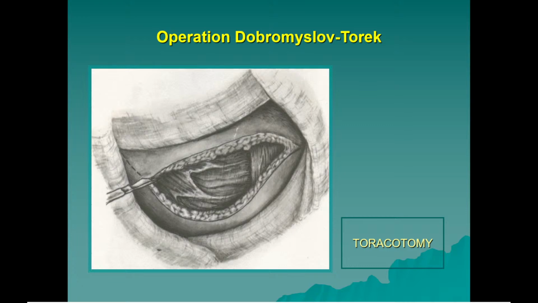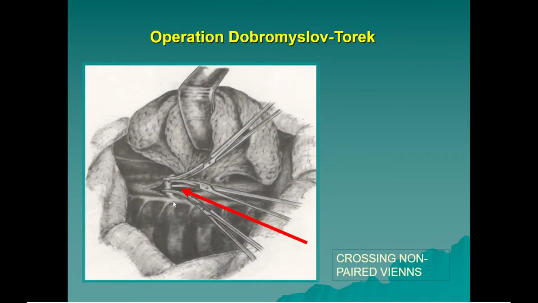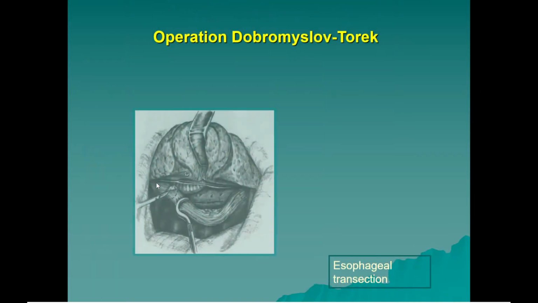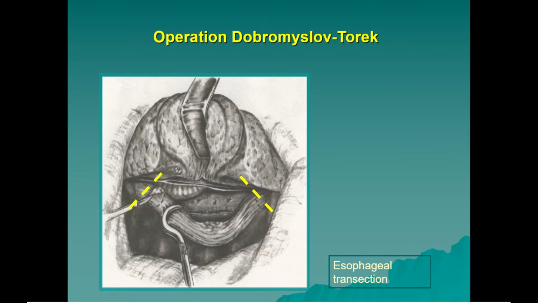Operations. The first operation, Dobromislav Torek, as we see here, thoracotomy. Crossing non-paired veins. Esophageal mobilization. Esophageal transection.